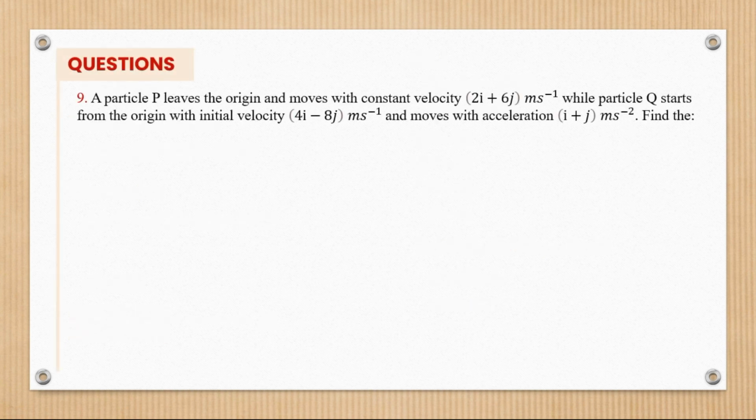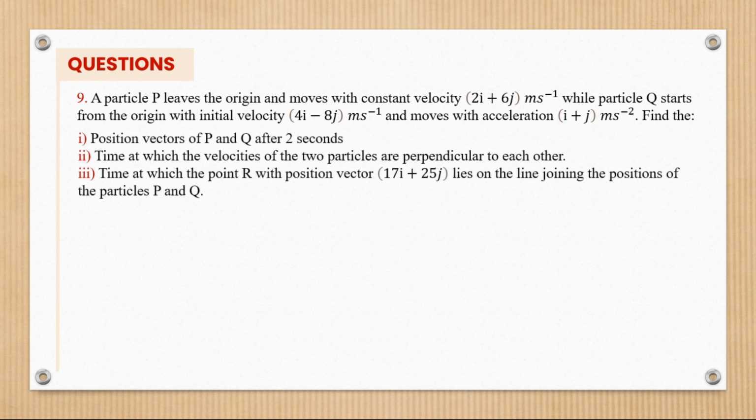Alright, so next question, we're being told that a particle P leaves the origin and moves with constant velocity 2i plus 6j meters per second, while particle Q starts from the origin with initial velocity 4i minus 8j meters per second and moves with acceleration i plus j meters per second squared. Part 1: find the position vectors of P and Q after 2 seconds. Part 2: find the time at which the velocities of the two particles are perpendicular to each other. Part 3: find the time at which the point R with position vector 17i plus 25j lies on the line joining the positions of the particles P and Q.